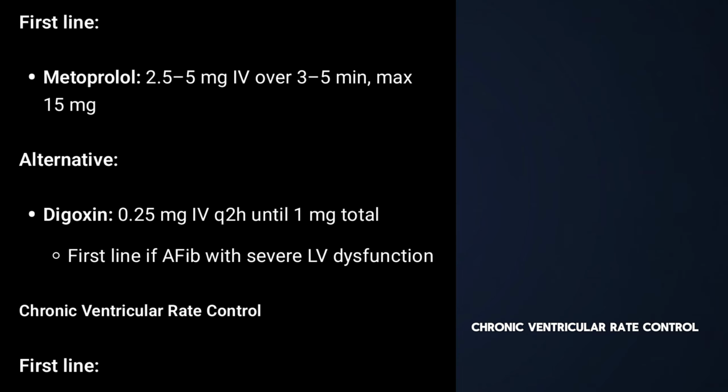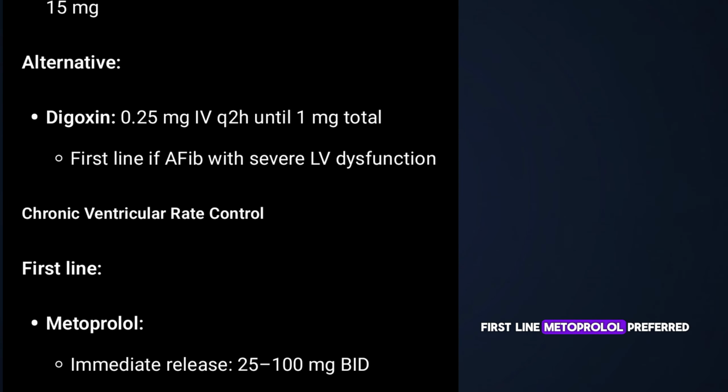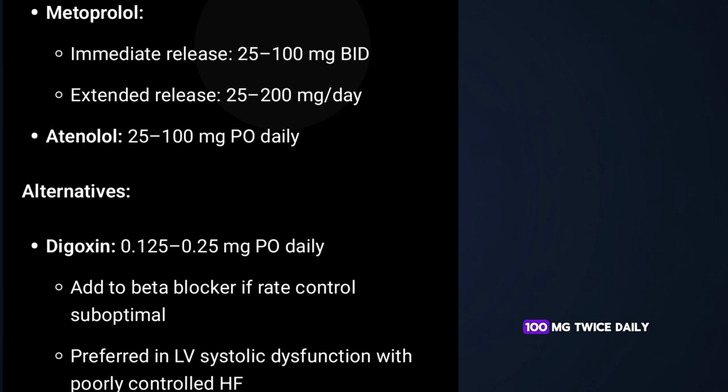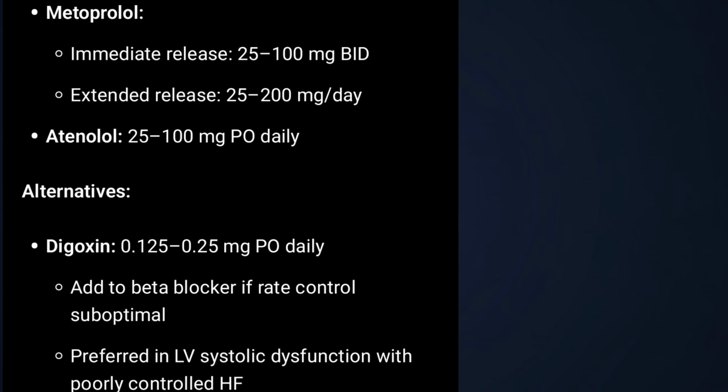Chronic ventricular rate control, first line, metoprolol, preferred beta blocker in patients with heart failure and depressed LV systolic function. Immediate release, 25 to 100 milligrams twice daily. Extended release, 25 to 200 milligrams per day. Or atenolol, 25 to 100 milligrams PO daily.